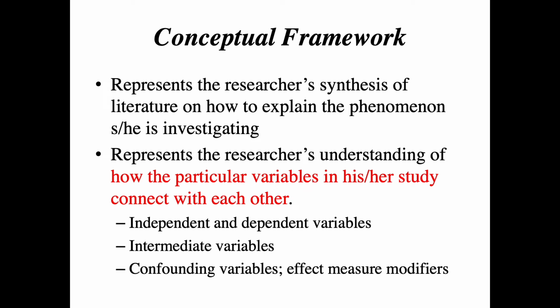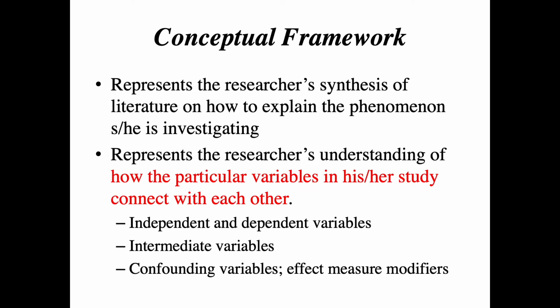And whenever possible, we also include what we call intermediate variables, which go in between the independent and dependent variables in the same pathway. Okay, and you should also include what we call confounding variables. I'll be quickly defining what confounding variables are in a bit. But it's always important to show what your confounding variables are, because these variables could potentially distort the relationship between your independent and dependent variables.